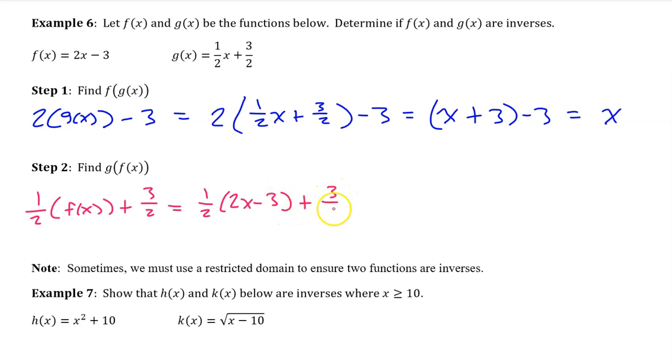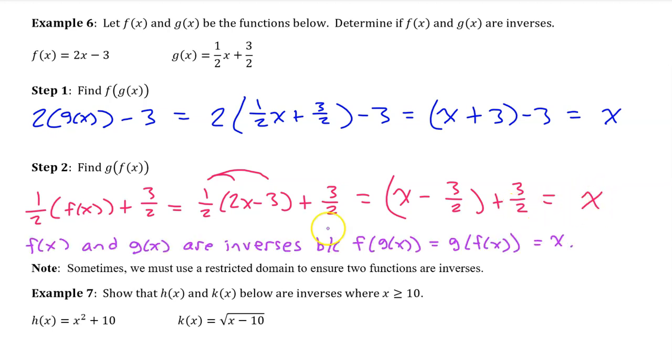plus 3 over 2. Now we know not to try to cancel everything out in one step. We must distribute first. So multiplying everything by 1/2 gives us x minus 3 over 2. And then we still have the plus 3 over 2 on the end. Now the minus 3 over 2 and the plus 3 over 2 cancel each other out, and we do get x. We conclude f of x and g of x are inverses because f of g of x equals g of f of x, which equals x.